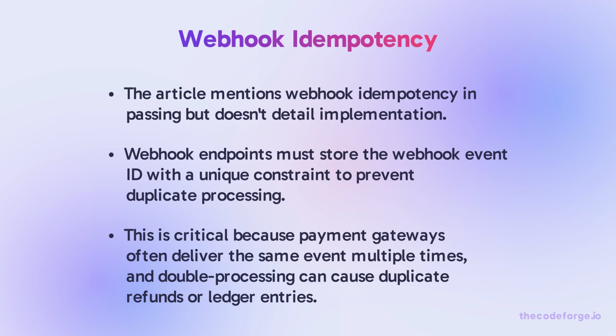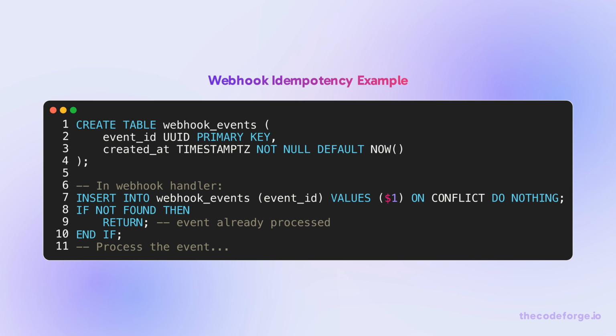The article mentions Webhook Idempotency in passing, but doesn't detail implementation. Webhook endpoints must store the webhook event ID with a unique constraint to prevent duplicate processing. This is critical because payment gateways often deliver the same event multiple times, and double processing can cause duplicate refunds or ledger entries. Implement Webhook Idempotency by storing the event ID in a table with a unique constraint. If the event ID already exists, skip processing. This ensures exactly once handling of webhook events.